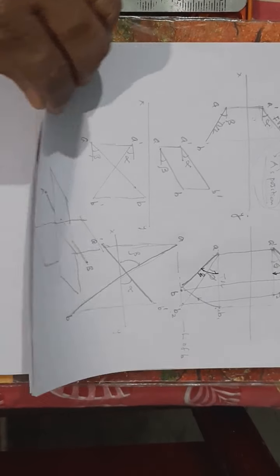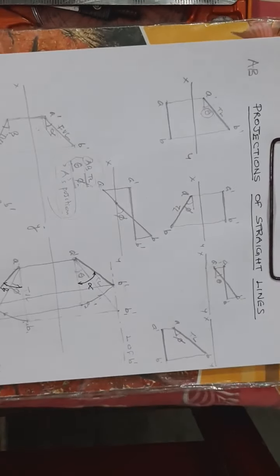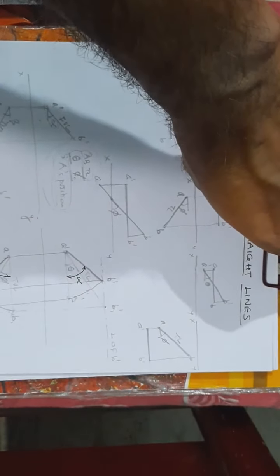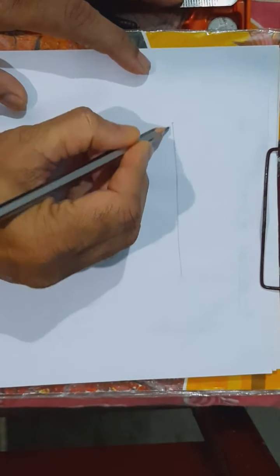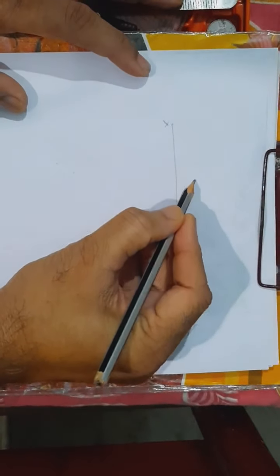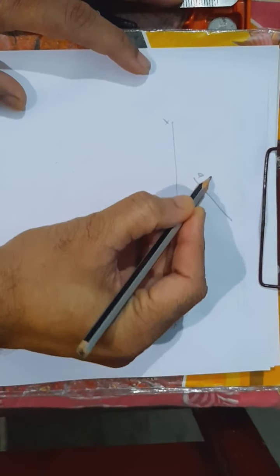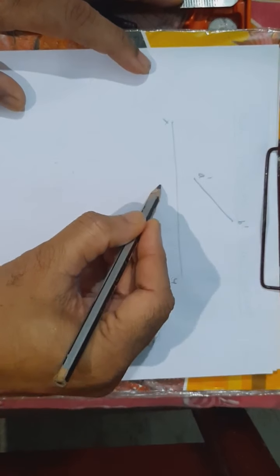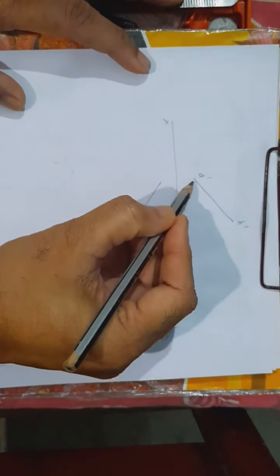So how do we locate the traces of a straight line inclined to both the planes? I'll tell you the procedure for how to locate the traces. Suppose we have a straight line inclined to HP and VP, and the line is in the first quadrant, like this. This is how the line is.